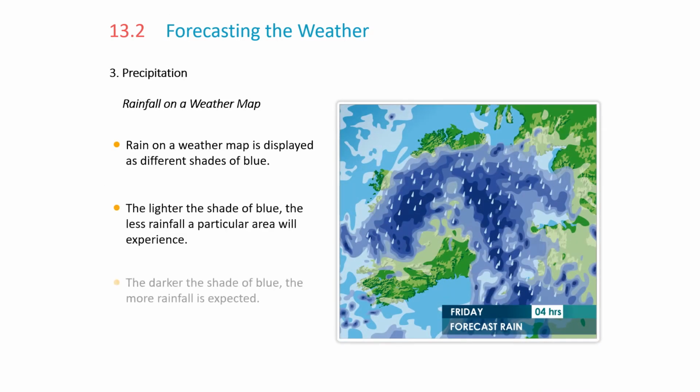So now we're looking at rainfall on the weather map. Generally, we always see rain on a weather map. It's always displayed in different shades of blue. From looking at this map here, we can see that the lighter shade of blue means the less rainfall that area will experience. And the darker the shade gets, it means the more rainfall is going to hit that area.